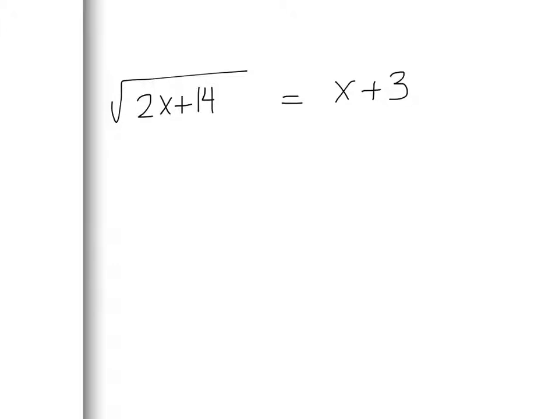Now remember, as you can see, you have to follow the same rules all the way. Isolate the radical. The radical is by itself. Now to get to the inside of the radical, you have to get rid of the square root by squaring both sides.